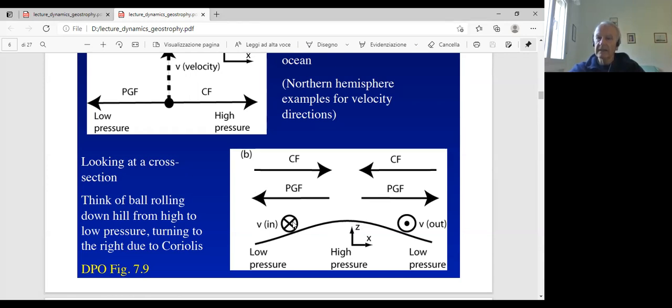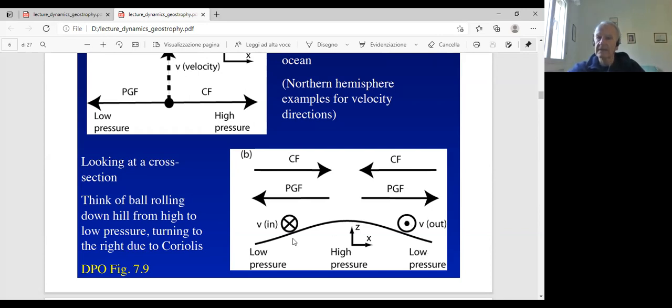And in that case, the geostrophic flow should be into the paper, into the slide, because in order to get the Coriolis force in the opposite direction to the pressure gradient force. On the other side of this hill, the pressure gradient force is in the opposite direction with respect to the other side of the hill, and the Coriolis force is again in the opposite direction. And so the flow is out of the paper on the right hand side of this hill.